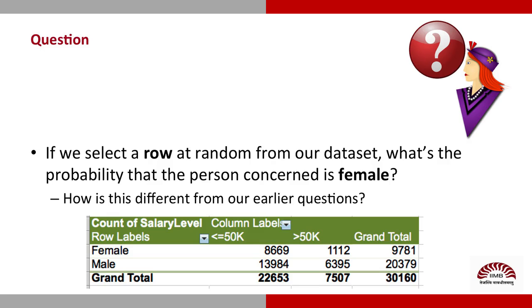Let's move on to our next question, Lisa. If we select a row at random from our dataset, what's the probability that the person concerned is female? Once again, the denominator for our probability is 30,160. As for the numerator, the event is that the person concerned is female. We count those rows whose sex is female. We don't worry if she is making over 50k or under.